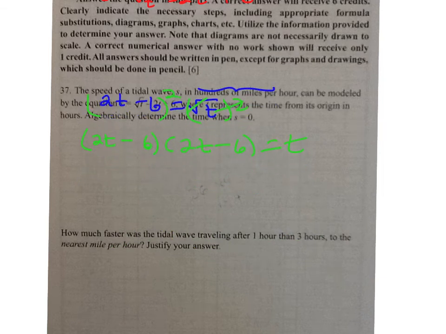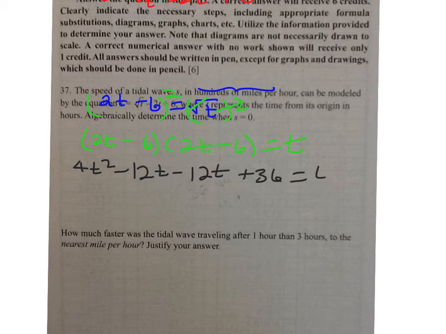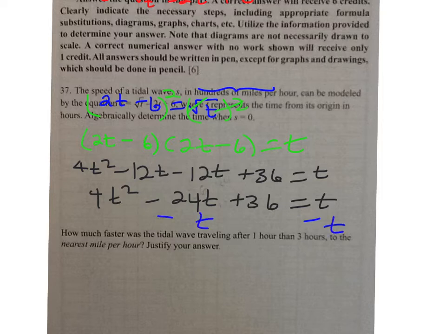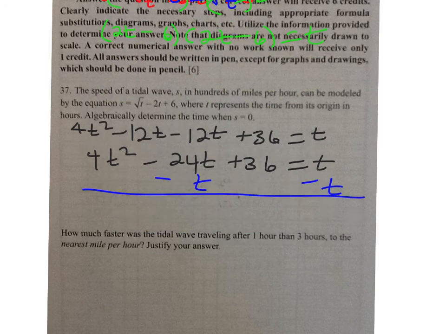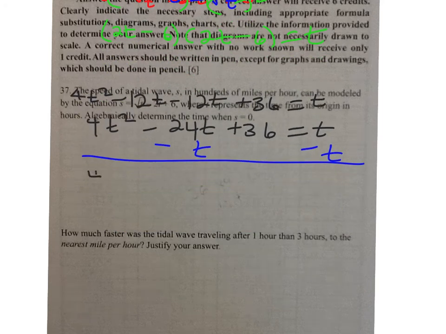All right, so I double distribute, I get 4t squared minus 12t minus 12t plus 36 equals t. So I get 4t squared minus 24t plus 36 equals t. It is a quadratic, so it has to equal 0, so I subtract t from both sides. So I get 4t squared minus 25t plus 36 equals 0.